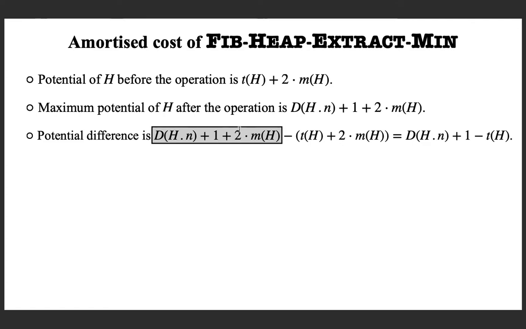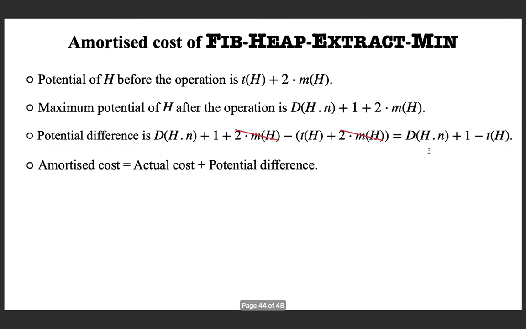I just copied this formula; this minus this is the potential before the operation. So you just perform the difference, and you can see that the 2 mH and minus 2 mH get cancelled. So the quantity is easily verified as the maximum degree plus 1 minus the number of trees in the original instance. So that is the potential difference, and hence the amortized cost is the actual cost plus the potential difference. This is the actual cost that we obtained from the previous slide, plus this potential difference that we obtained here.